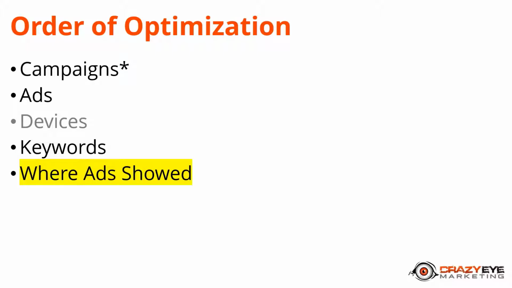But the next few options are pretty even on how you want to optimize them. We have locations, demographics, and ad schedule. They might be important for you or they might not, but usually between optimizing campaigns, ads, keywords, and where your ad showed, you're going to get enough bang for your buck that you don't really have to dive into locations, demographics, or ad schedule.